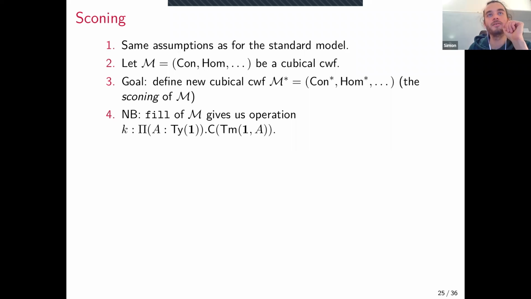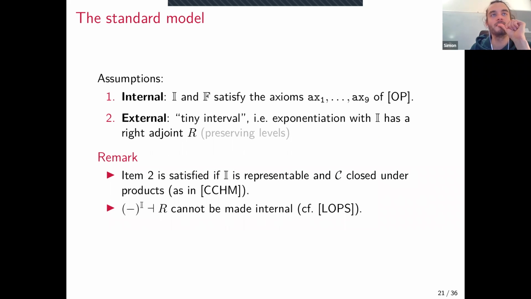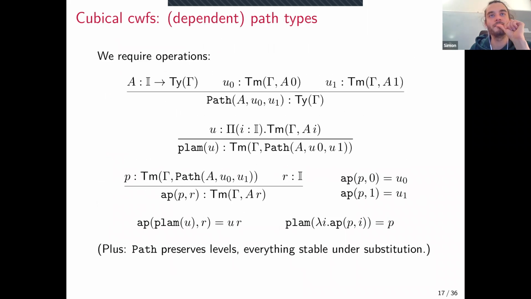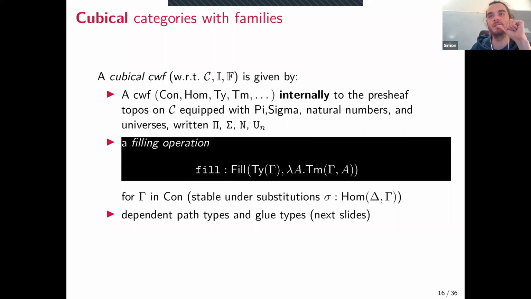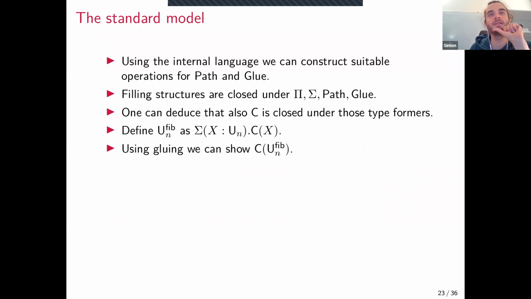And well, how do we do that? So first, note that the filling in M gives us an operation: if I have a closed type, a type in the empty context, so one is the terminal object, then the terms are fibrant. This is using this assumption, this operation here, and then we apply this stuff from our standard model.